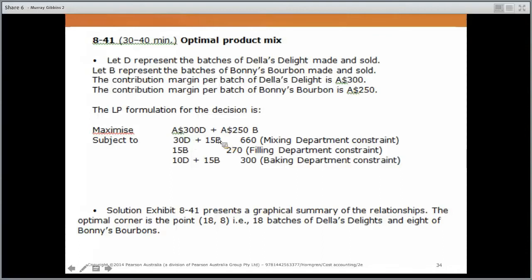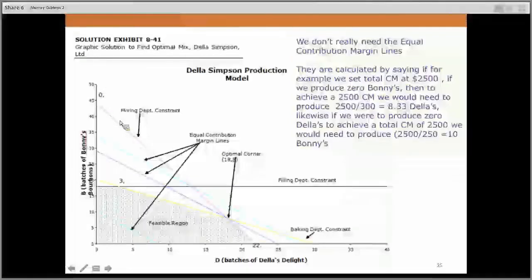Really, all you need to do if both of the products are involved is say, well, look, if we produce none of Bella, 0 lots of 15, that becomes 0. Then how many lots of Della could we produce? So the mixing constraint, the dot: when Bella equals 0, we'll just go 30 into 660 will tell me how many lots of Della I can produce.